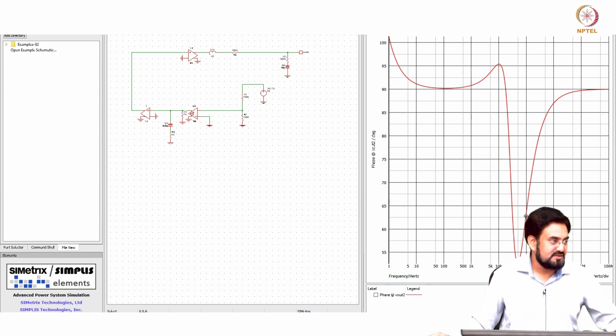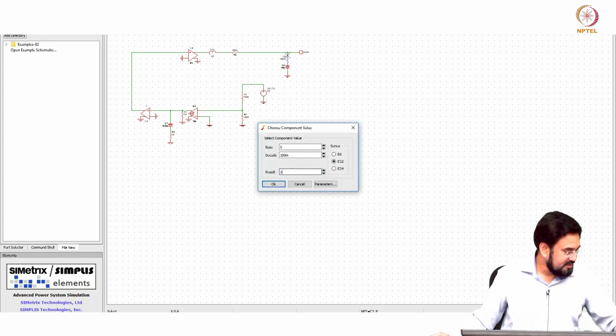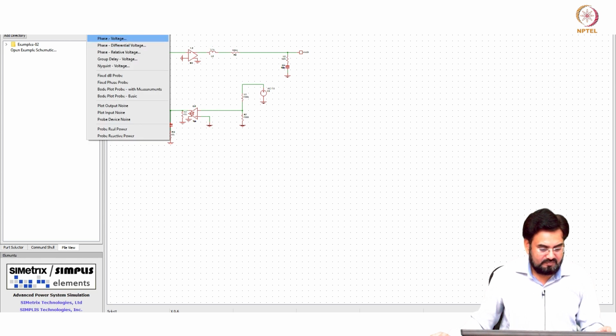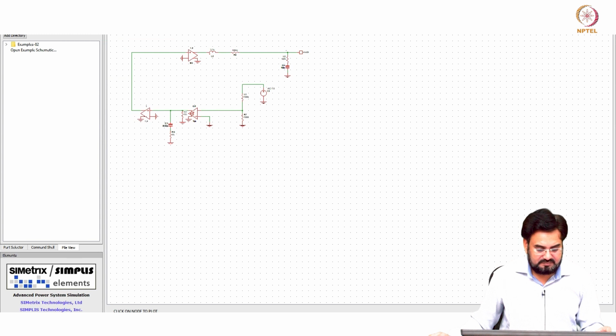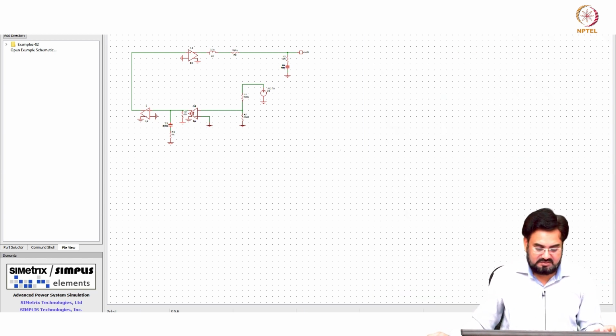So more than 60 degrees. Now if I do not have this, let us say I make it again back to 10 milli. You can see your phase is going below 0. Okay, so in this region you can say there is no phase margin. Okay. So that's how you calculate your values.